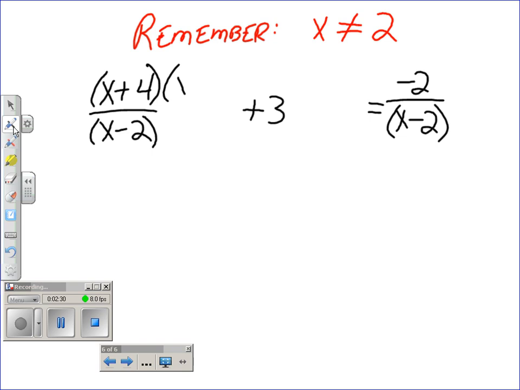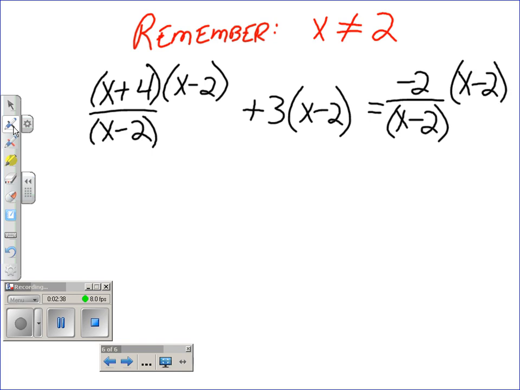So I'm going to multiply every single term by x minus 2. That's our trick for getting rid of fractions. We hate fractions, they're hard to deal with. So to get rid of fractions, we multiply everybody by the common denominator. Now this first one here, if you want to go ahead and extend this line, that's not a problem. And then we cancel, and have x plus 4. See? The fraction goes away. Look how easy that is.